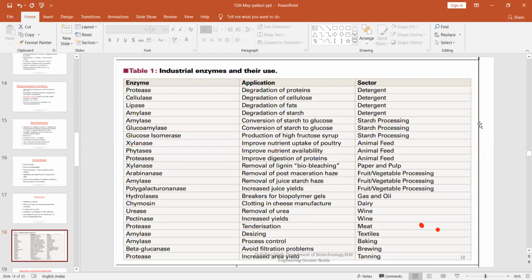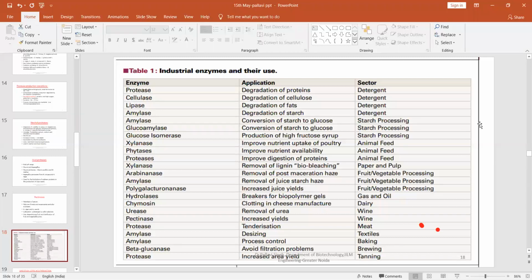Talking about the animal feed, we use those enzymes which improve the quality of nutrients and which improve the digestion. Talking about digestion, you can see proteases. Proteases also have the property to improve the digestion because they break down the proteins. So in the formulation of the animal feed in the industry, we use these three enzymes: xylanases, phytases, and proteases. Phytases improve the nutrient availability, and proteases help in the degradation.